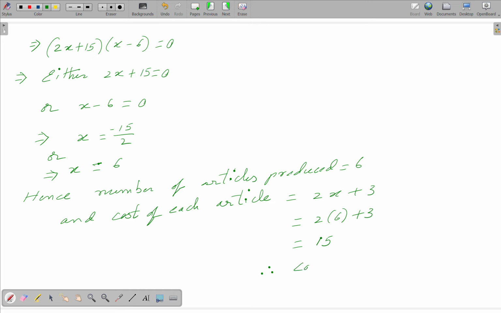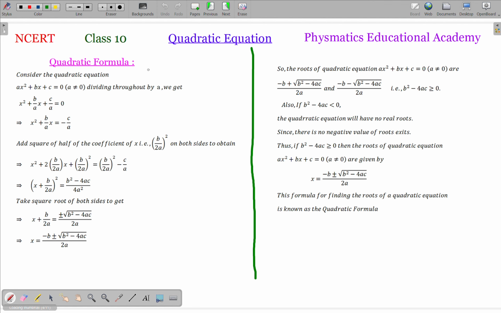Therefore, the cost is equal to rupees 15 for each article. Now this is the end of your exercise 4.2. Before starting exercise 4.3, let us discuss the theorem part of exercise 4.3.